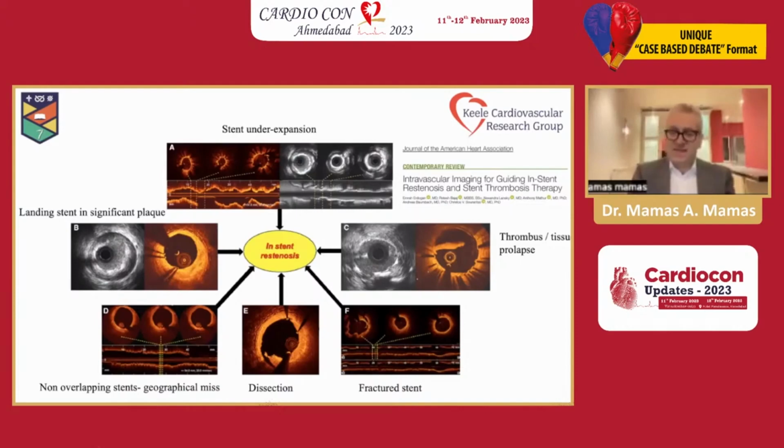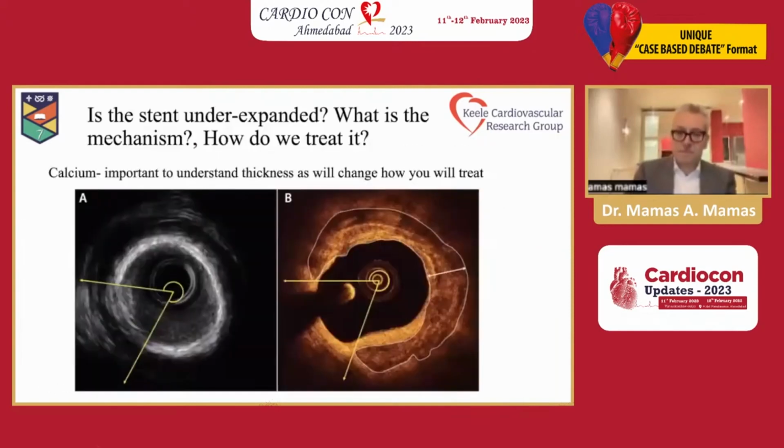Other causes of in-stent restenosis that you may be able to identify are landing your stent in significant plaque. I would say that OCT probably has an advantage here, but IVUS again is useful. Overlapping stents, so where people have used multiple stents, they've not overlapped, and there's been a geographical miss. That is another cause of in-stent restenosis that one has to address, and you can see that as easily on IVUS and OCT. Things like dissection in the index procedure, you will see on OCT, you may not necessarily see on IVUS, and fractured stent, again, is much better visualized on OCT than IVUS.